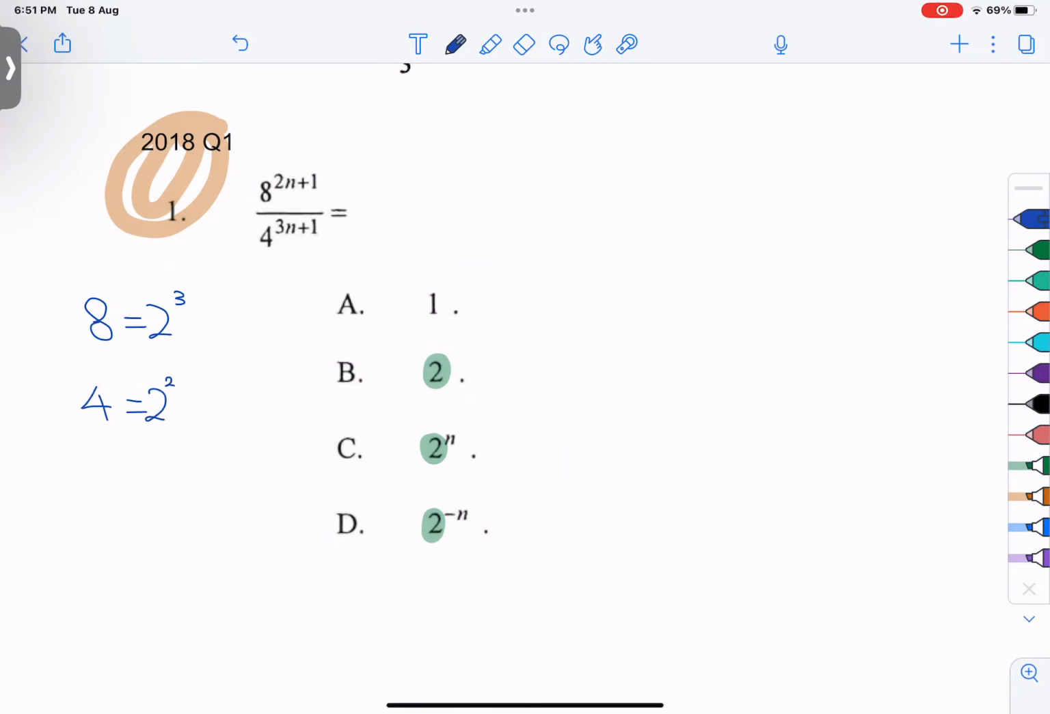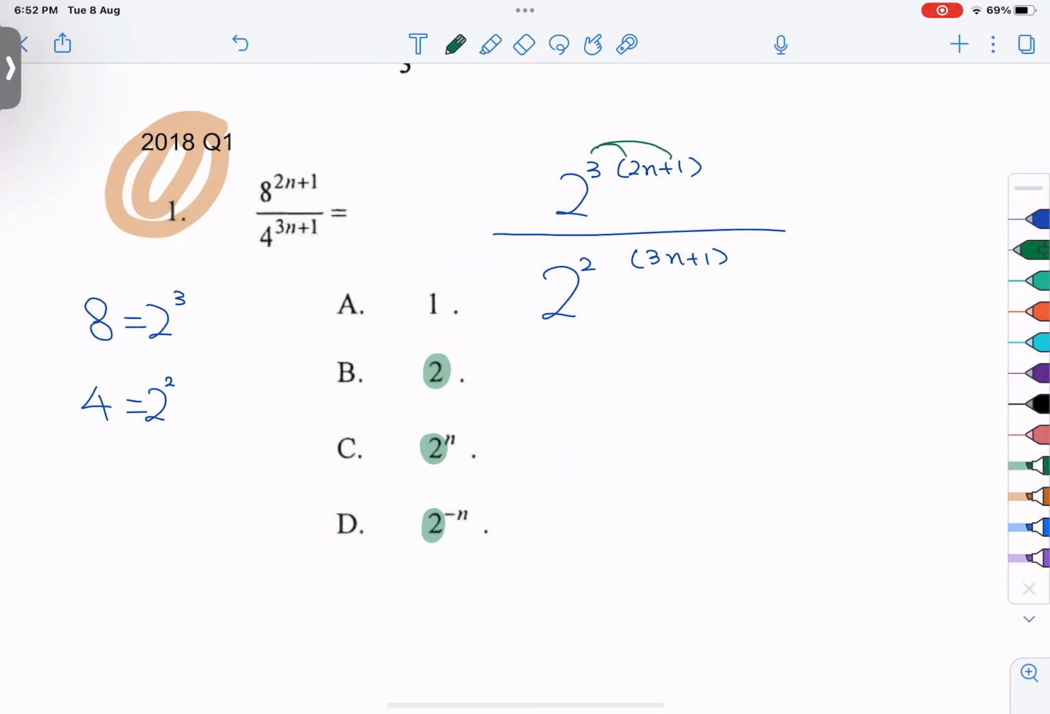Yes. So you replace the numbers by those things first. For 8, I will replace by 2 cube. And then whatever powers I had in front, just keep it there. And then if there are any brackets, deal with that first. Open up, open up, open up, and then open up.